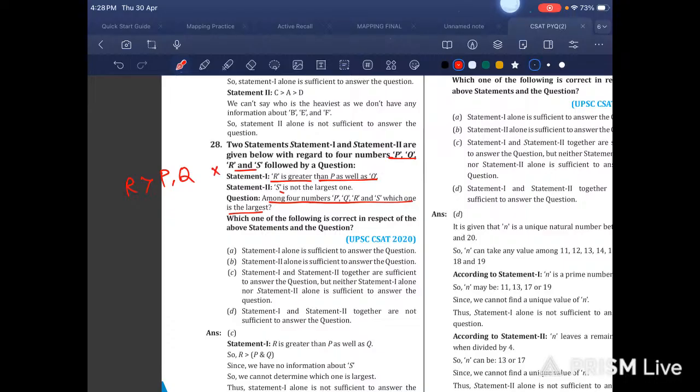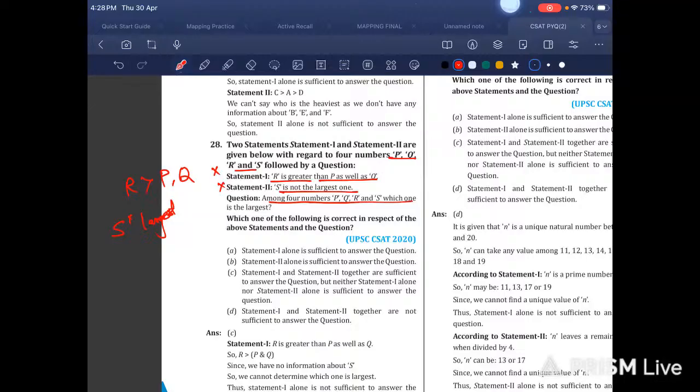This cannot be answered. S is not the largest one. That means S is not largest. Even by using this statement alone, I am not able to answer this question perfectly.